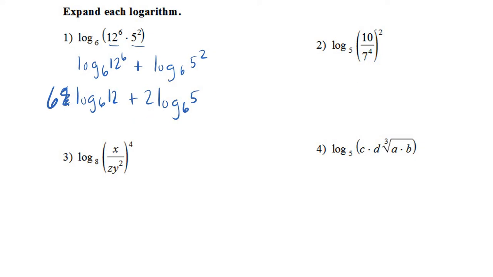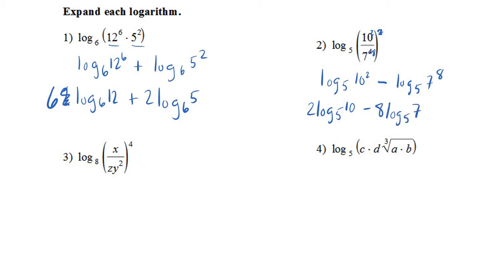How about this one? Okay, now we've got division, don't we? Now we do have a 2 in here, and so let me just rewrite this. Let's put the 2 right there, and let's put an 8 right there. Okay, if we go ahead and apply that, now I could separate log base 5 of 10 squared minus log base 5 of 7 to the 8th. And now same thing, we could just bring those exponents out front. And so 2 log base 5 of 10 minus 8 log base 5 of 7.